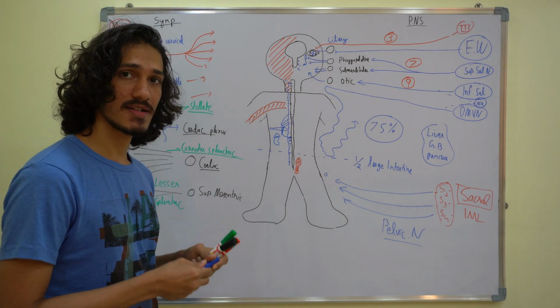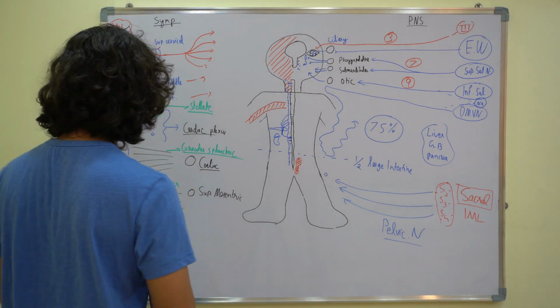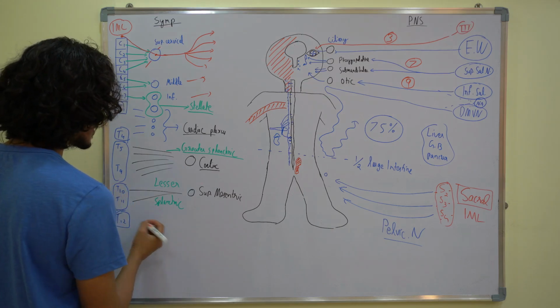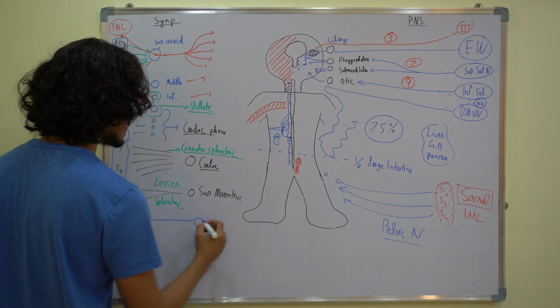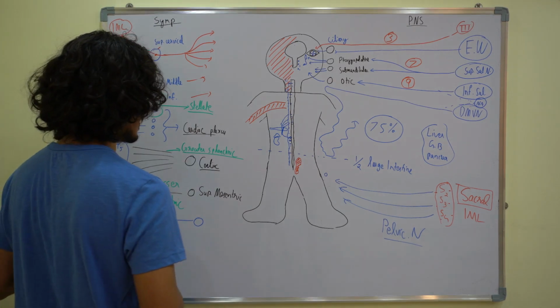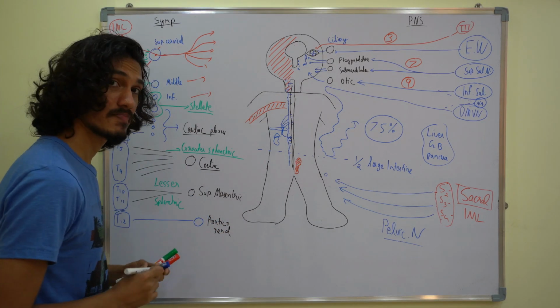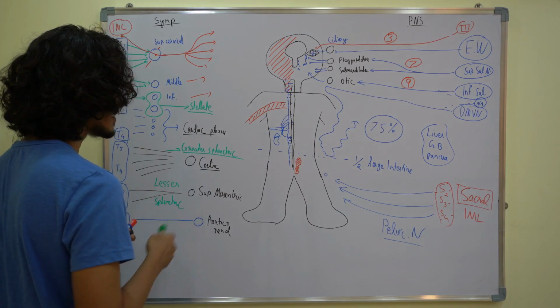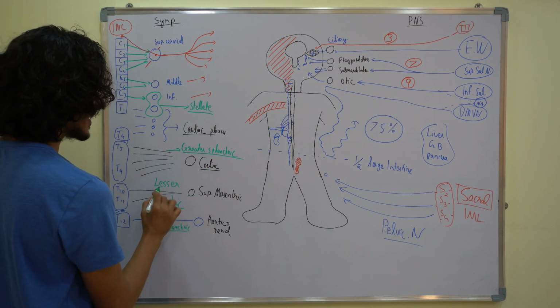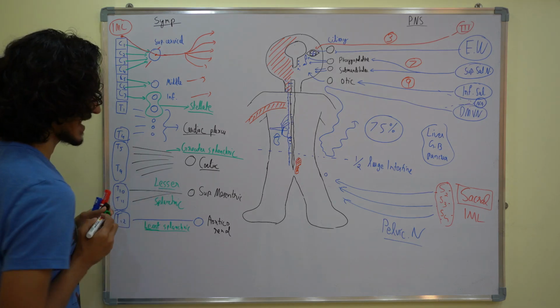So the next segment is your T12 segment. From the T12 segment, the supply goes to your aortico-renal ganglia. And these are what are called the least splanchnic. So greatest splanchnic, lesser splanchnic, least splanchnic.